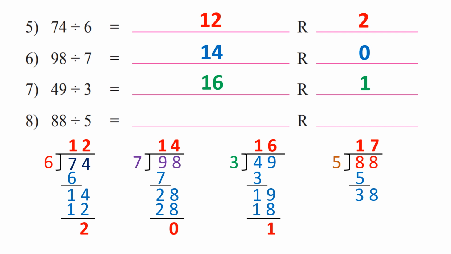38 divided by 5 is 7 only. 7 times 5 is 35. 38 minus 35 is 3. Now your answer is 17 and then remainder 3.